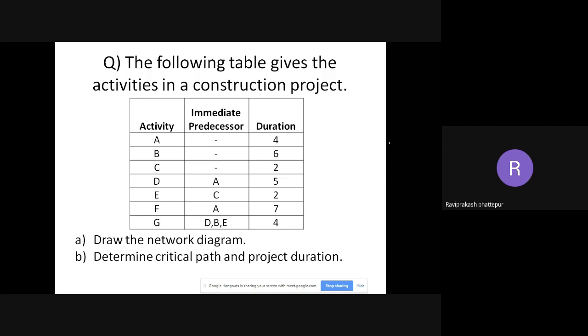That is, draw the network diagram, then determine the critical path. For that, forward pass, backward pass. When you do the forward pass, you'll get the duration, then the backward pass. Then find out the critical path. Take it down fast.